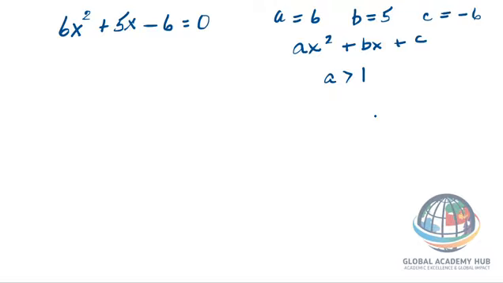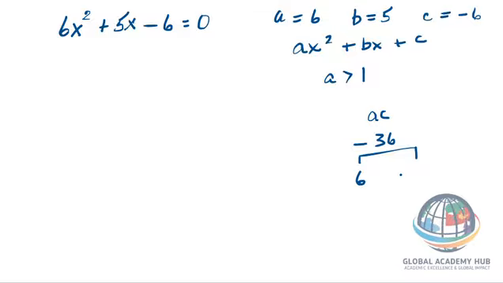We first find AC, which is A times C, which in this case is 6 times minus 6, which is minus 36. And what I want to do here now is find two numbers that multiply to give me minus 36, but add to give me the middle term, which is the B term, which is 5. So I'm looking for two numbers that multiply to give me minus 36, and add to give me positive 5.